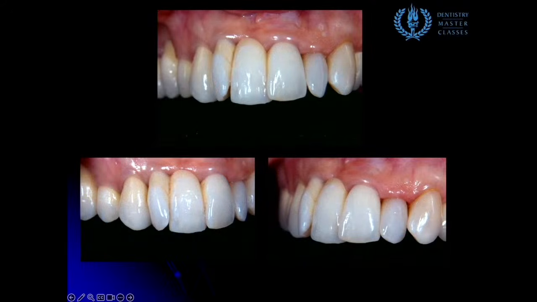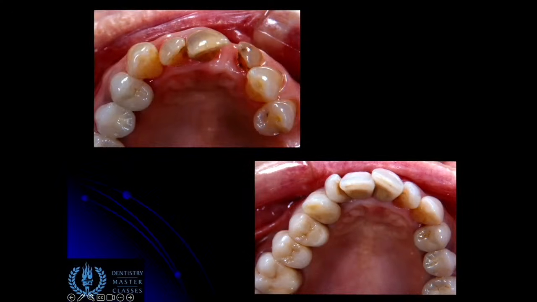So this is the final result. It's so sad for a lot of us that Willie Geller has passed away, because he was so creative. You never knew what you were going to get back. This is her final restoration. This is her before and after.